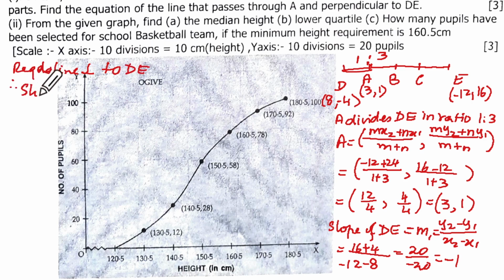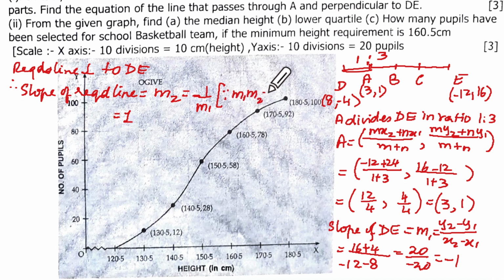Therefore slope of required line is equal to M2, equal to minus 1 upon M1, which is equal to 1. And you have to write all these for perpendicular lines. Your speed should be like this when you are writing.